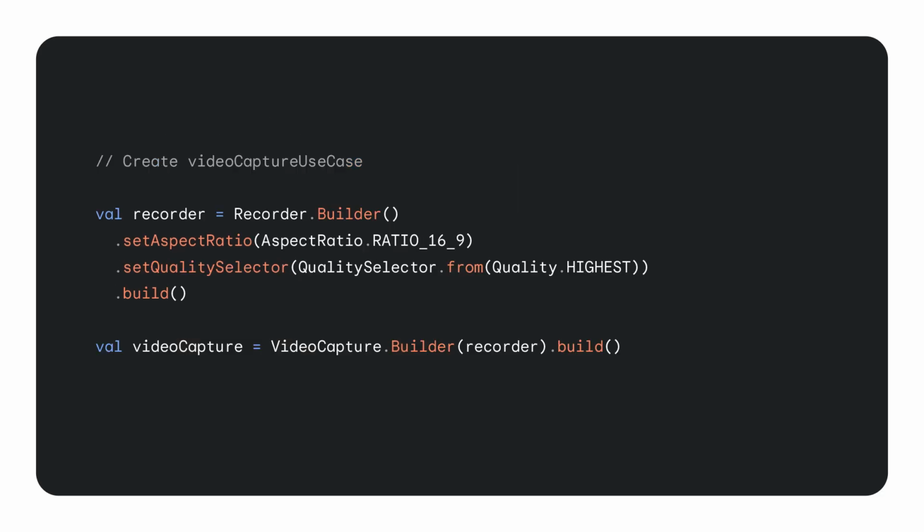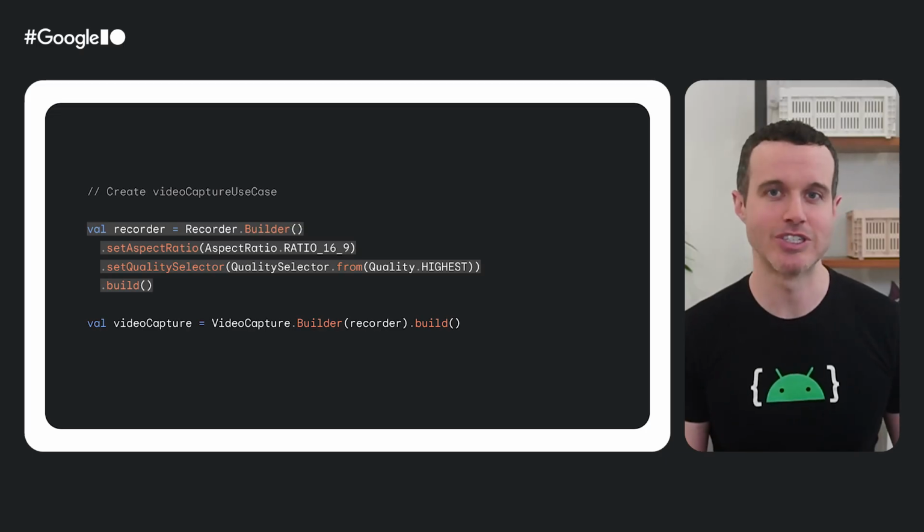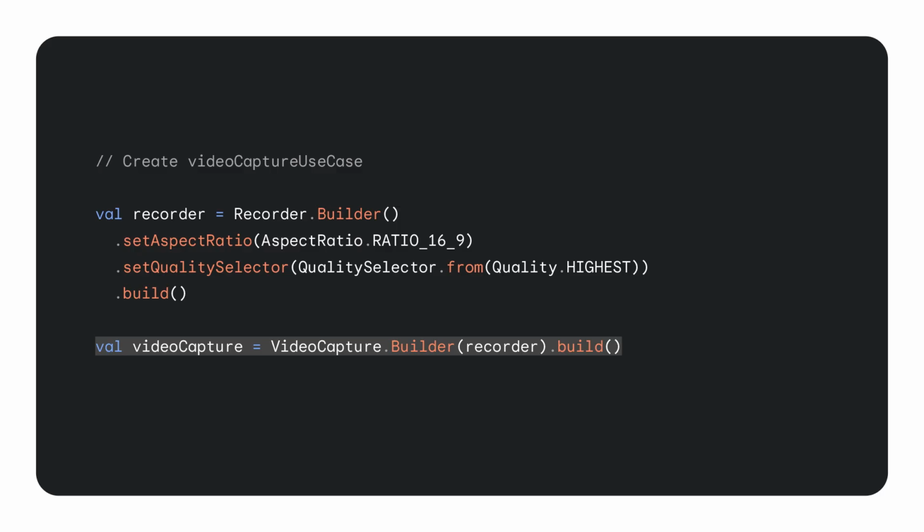To create the video capture use case, we first need to create a recorder. Let's set the aspect ratio to match our preview. And for the quality, we'll choose highest to let CameraX find the best quality supported on a given device. You can specify qualities like standard definition, full high definition, and ultra high definition, but not all of them are supported on every device, so you also need to specify a fallback strategy in that case. Then, we use the recorder to create a video capture use case.